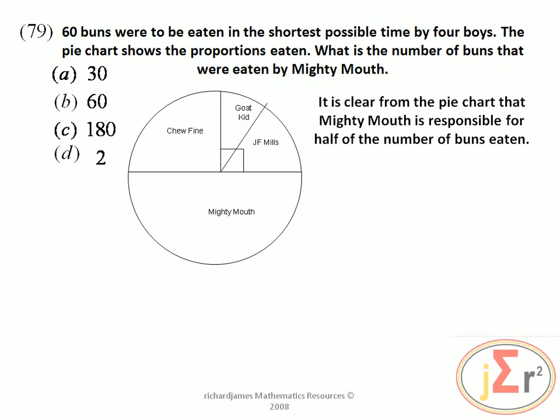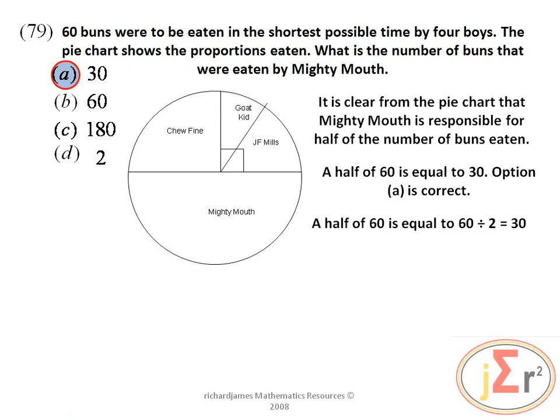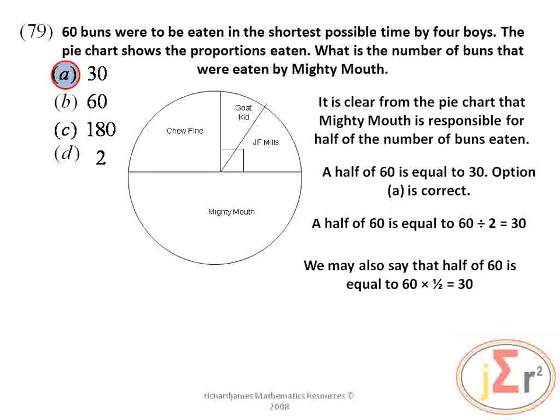He is a Mighty Mouth man indeed. A half of 60 is equal to 30. Option A is correct. A half of 60 is equal to 60 divided by 2, which is equal to 30. No problem with that. We may also say that half of 60 is equal to 60 multiplied by a half. So irrespective of how we look at it, the answer is going to be 30, and that is option A.